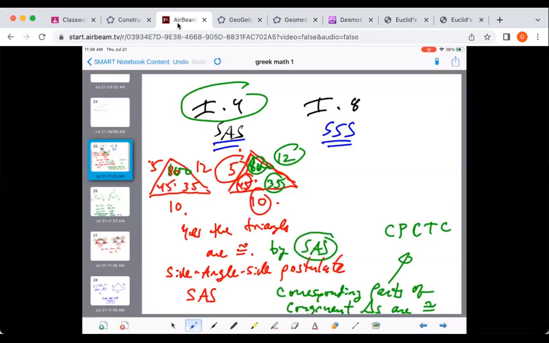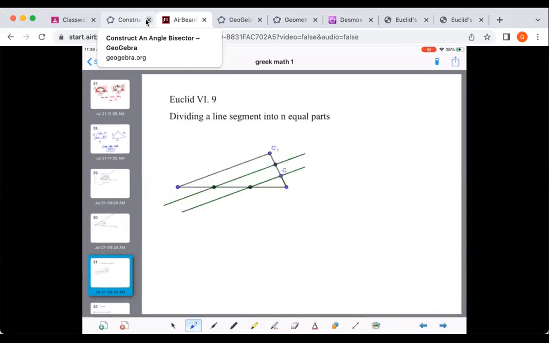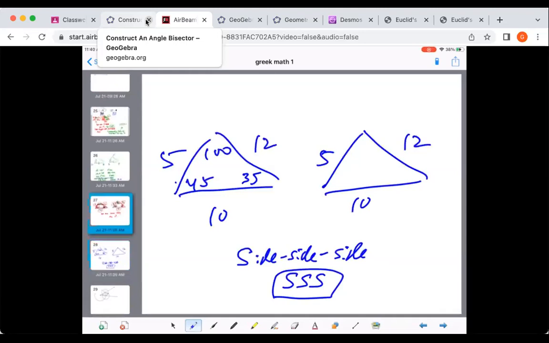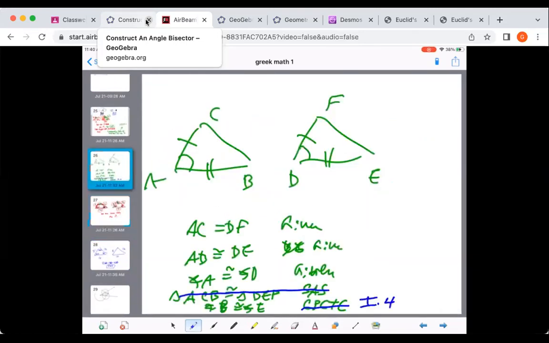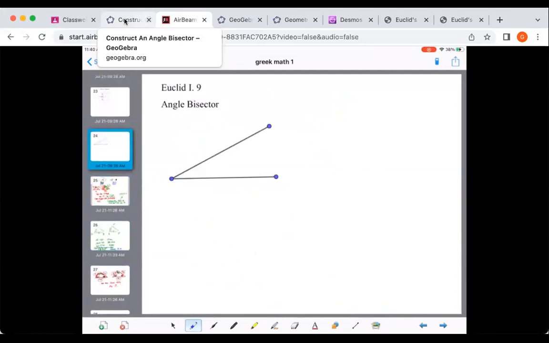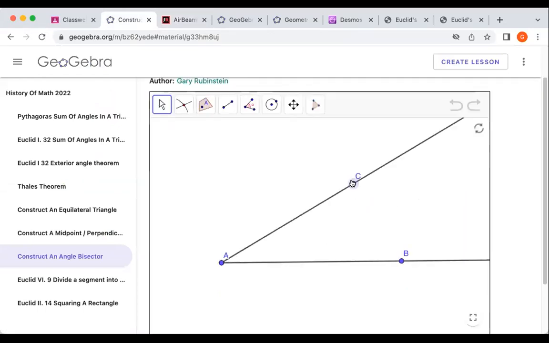Okay, let's move on to our next construction now. This is construction 1-9, which is done right after 1-8. And that's because it is going to use SSS. Let's see how it works. Angle bisector. Okay, watch carefully, and you could do this along with me if you want.